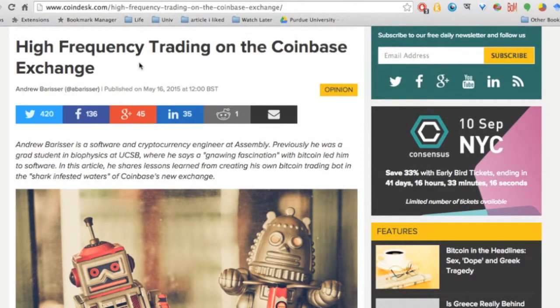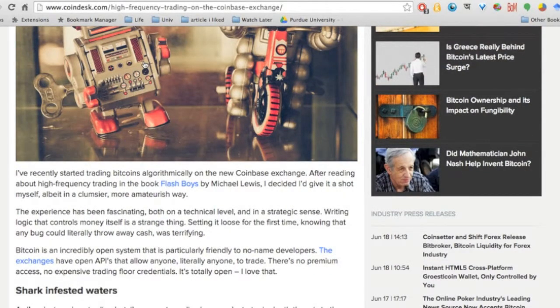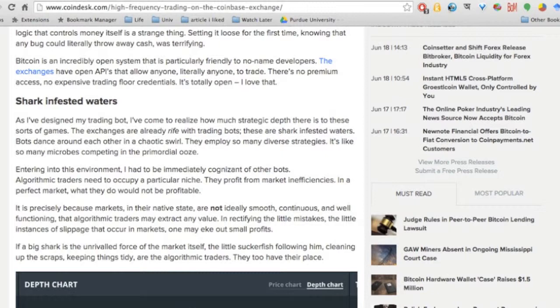And I also liked this specific article where Andrew Barriser is using the Bitcoin open financial network and doing high frequency trading there, and he actually wrote about his experience.